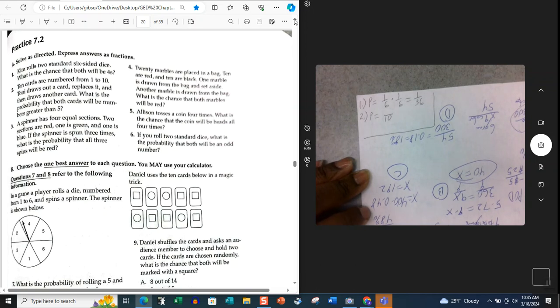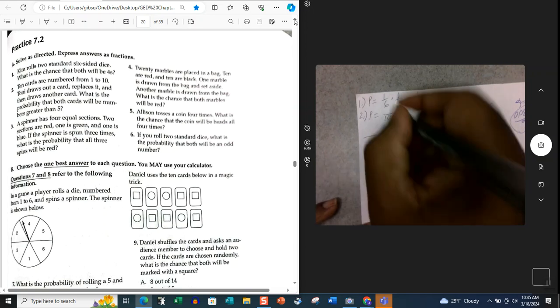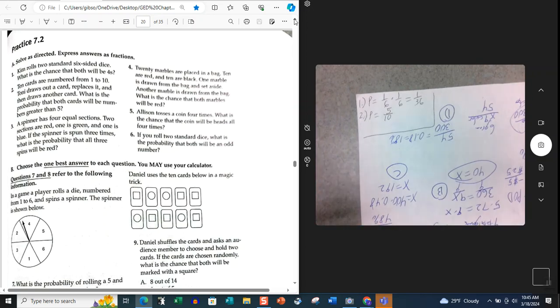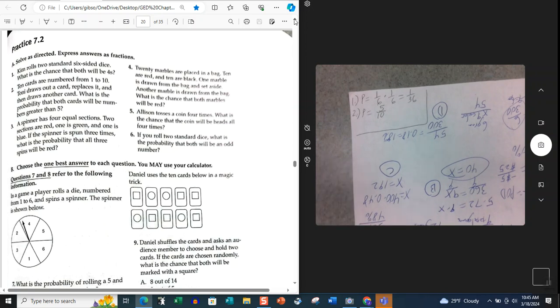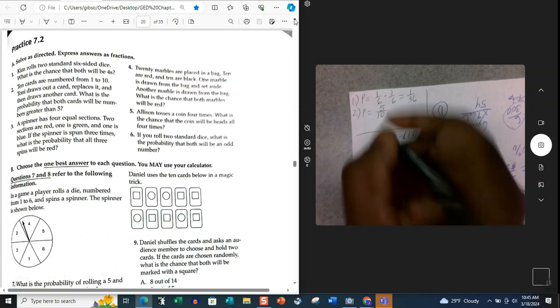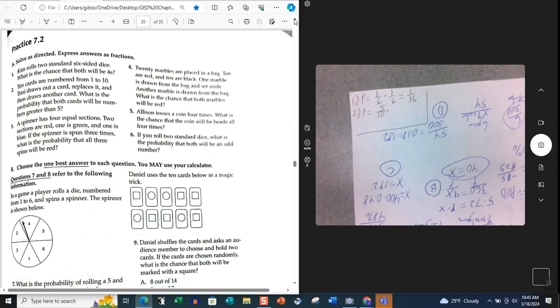So we know in numbering cards 1, 2, 3, 4, 5, those wouldn't count. So it'll be 6, 7, 8, 9, and 10. So it's 5 cards that's greater than 5. So that would give us 5 out of 10 for the first selection.